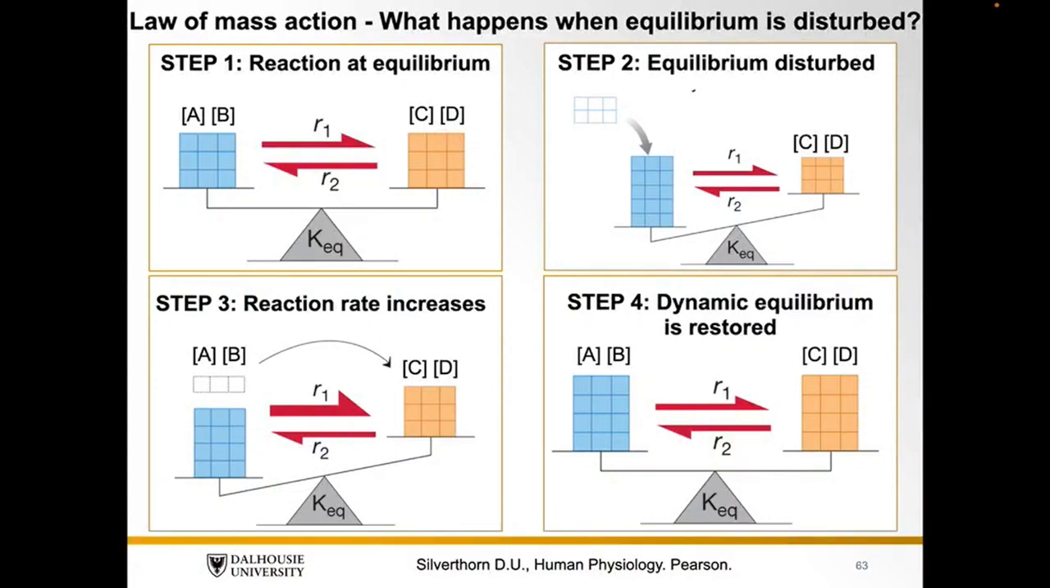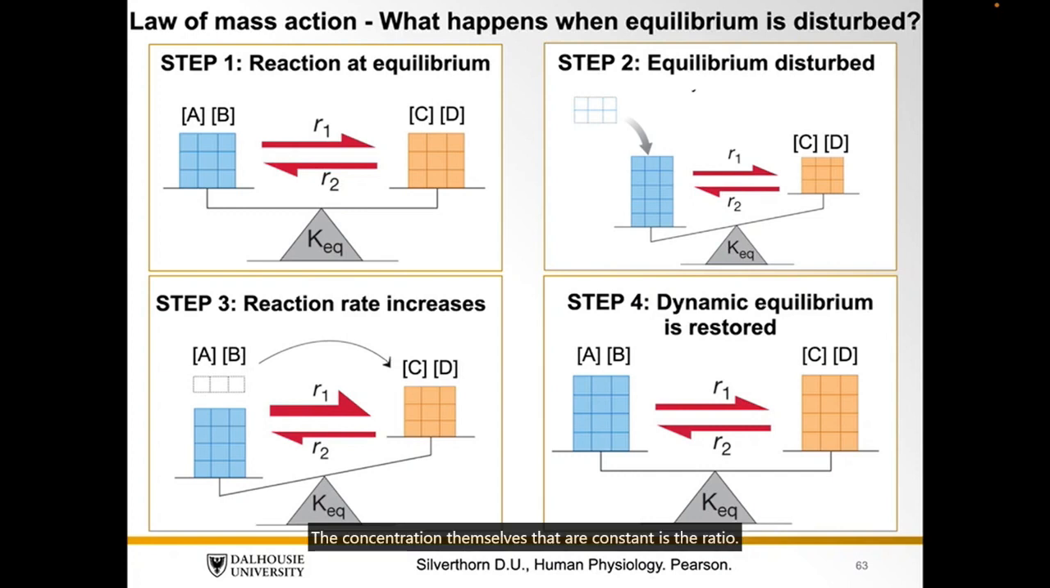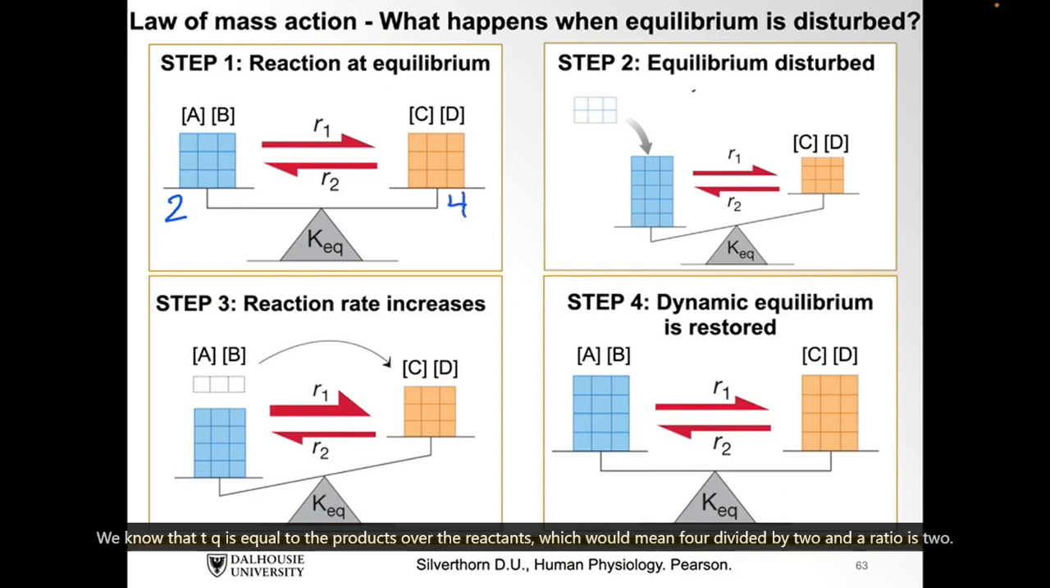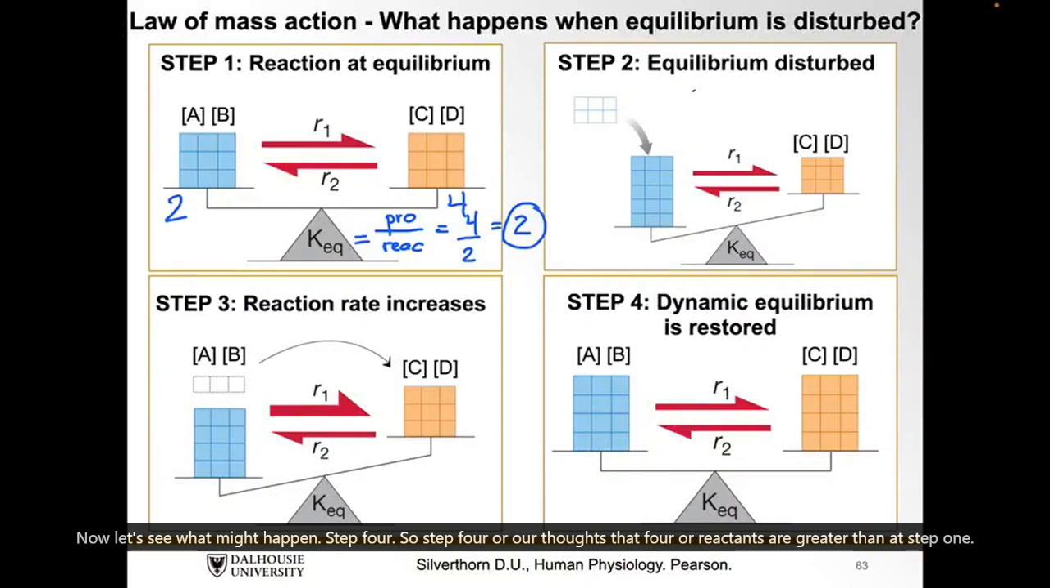How is this possible? Remember that the law of mass action tells us that it's not the concentrations themselves that are constant, it's the ratio of concentrations. Let me give you a simple example. Let's say that at step 1, we have 2 of the reactants and 4 of the products. We know that Keq is equal to the products over the reactants, which would mean 4 divided by 2, and our ratio is 2.